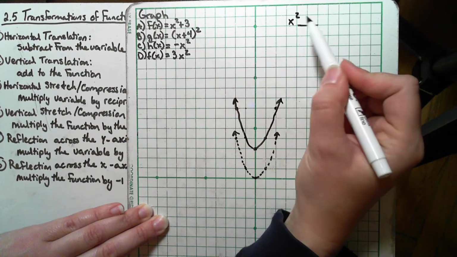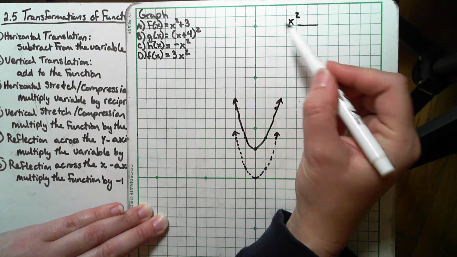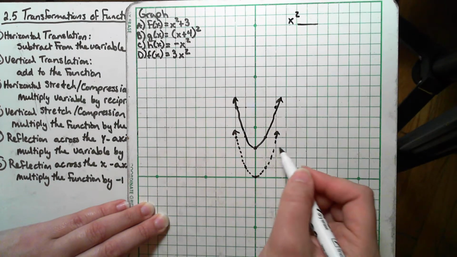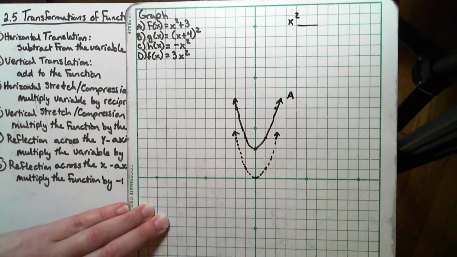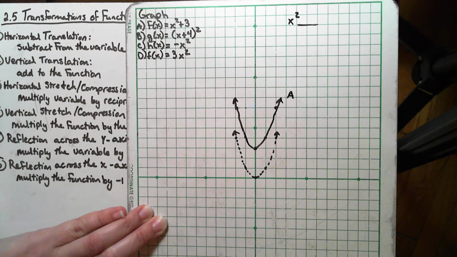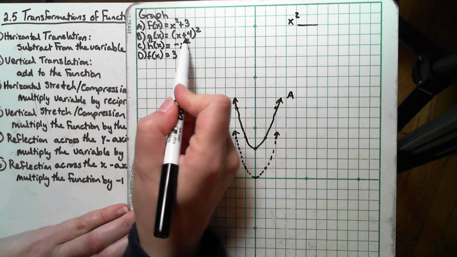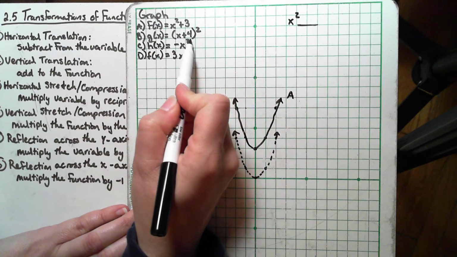If it's a plus, you're going to go up. If it's a minus, you're going to go down. Okay, so this is the answer to part A. In part B, they said g of x equals (x plus 4) squared. Notice the plus 4 is in where the x is.